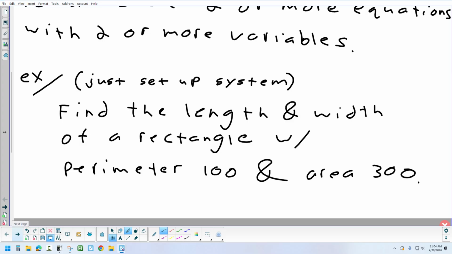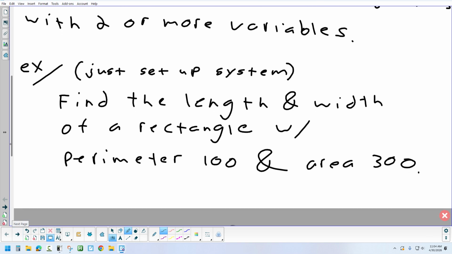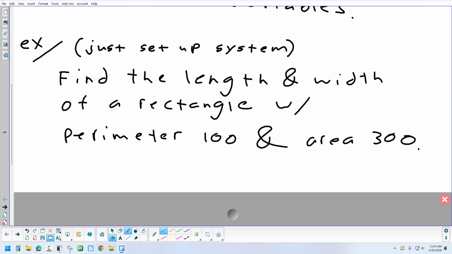So if we know that the perimeter of a rectangle is 100, what's the formula for perimeter of a rectangle? Yep. Isn't it 2L plus 2W? 2L plus 2W, that's the perimeter. And what do we know that our perimeter is? 100. So set that equal to 100. So that's the equation for the perimeter.